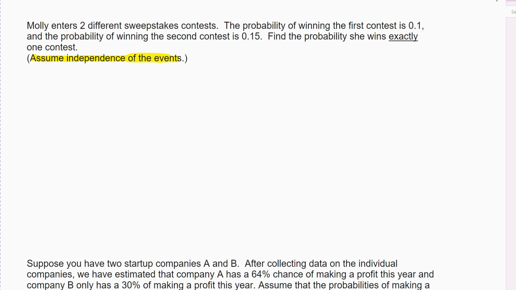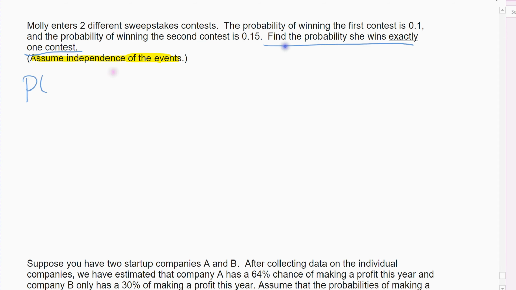They're independent events, which means I don't have to set up a tree. I don't have to set up any type of formula. It's just multiply when I use the and statement, add when I use the or statement. So I'm looking for the probability that she wins 1. Now, did it say which contest she wins? No, it didn't say which one she won. It just says she only wins 1. And so she can either win the first contest, lose the second, or lose the first and win the second.